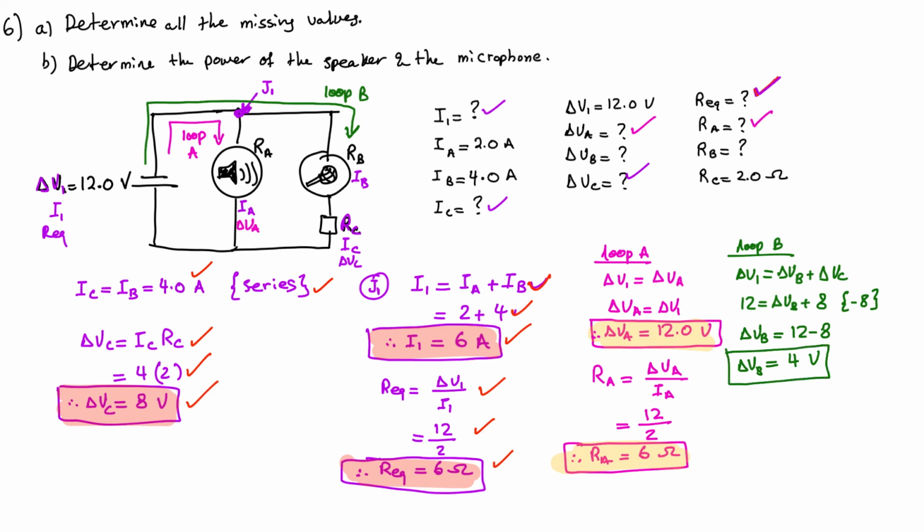And I now have my potential difference at this point, and to find RB, I just have to use my equation and divide it by the current. I get delta VB, which is 4, divided by the current across B, which I have to find is also 4, is going to equal 1 ohm. And this is my RB.